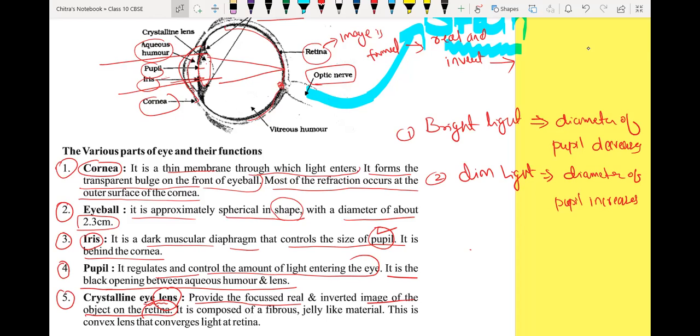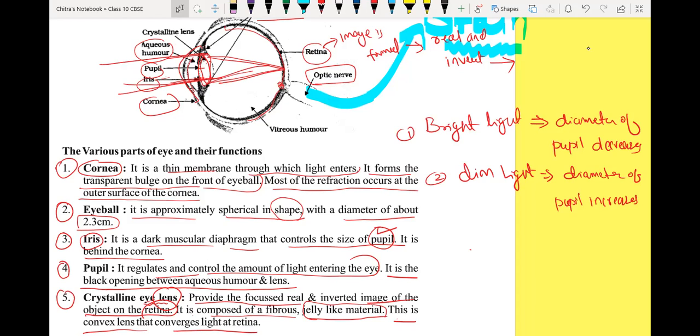It is composed of fibrous, jelly-like material, which makes the lens transparent. This is the convex lens that converges light at the retina. See, it is a convex lens, that's why it converges the light. That's why the convex lens is also called a converging lens.